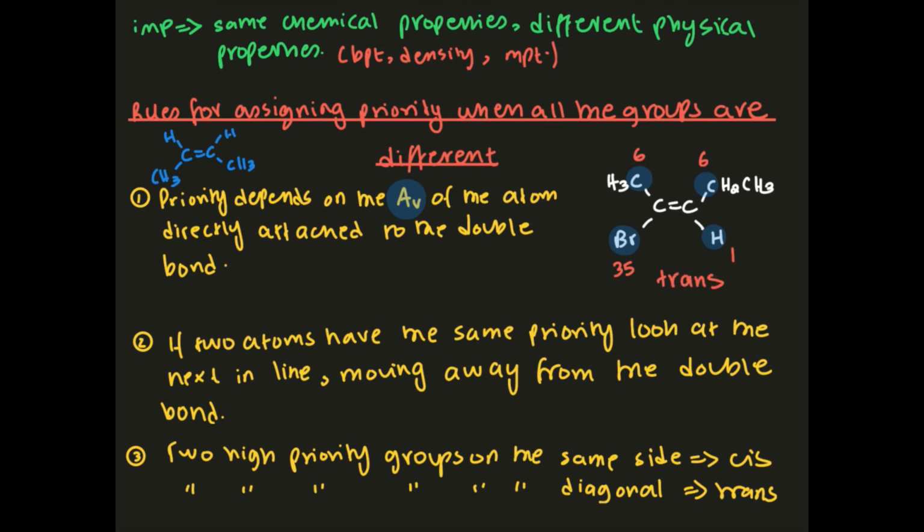Now there's another rule which does not apply to this particular compound, but the next compound that I'm going to be discussing. Now if two atoms are going to have the same priority, so for example, if this carbon and this hydrogen, if instead of this hydrogen you had another carbon over here, then these two carbons would have the same priority. So you would look at the atoms that are next in line. And we're going to be talking about an example like this in the next slide.